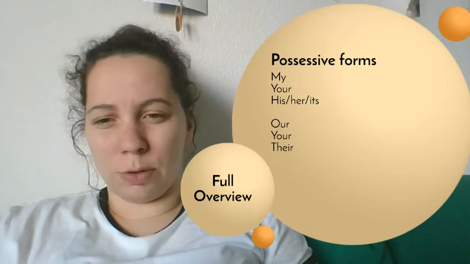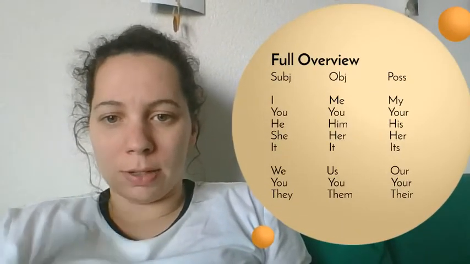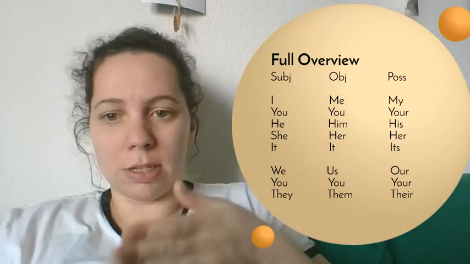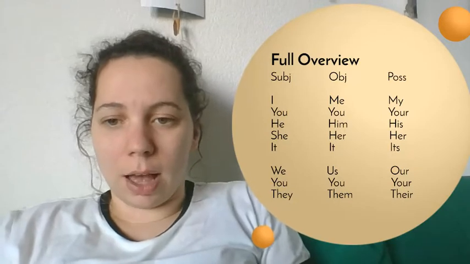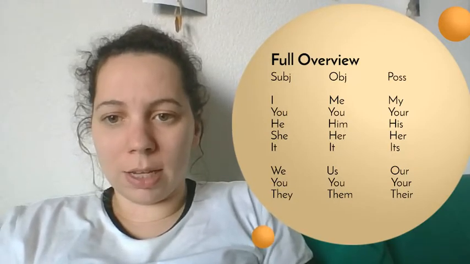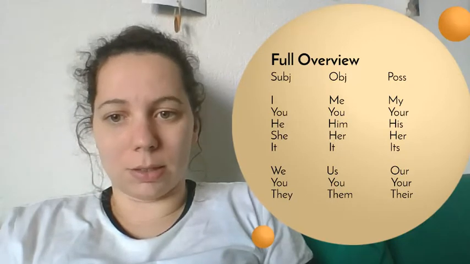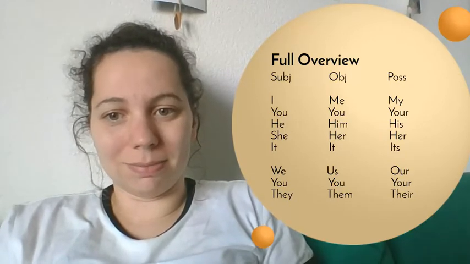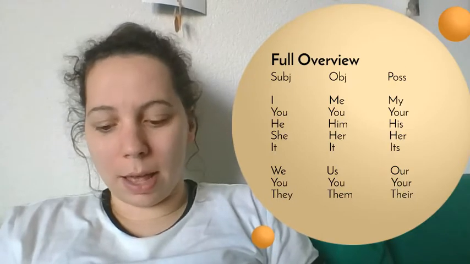Let's make this into a full overview because that's going to be far more useful, I think. There you go. I've written down the subject form on the left, then the object in the middle, and then the possessive always on the right for each of the forms. I suggest that you put me on pause for a second, copy the list into your notebook, and then start me again. So put me on pause for a second. Okay, I think you've probably copied it.